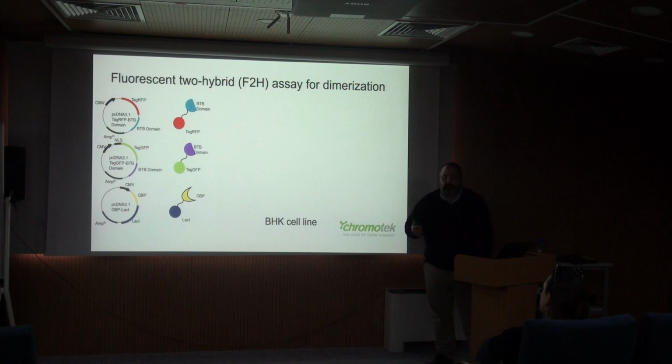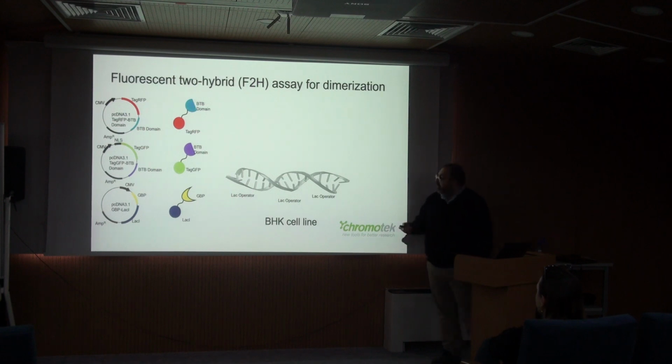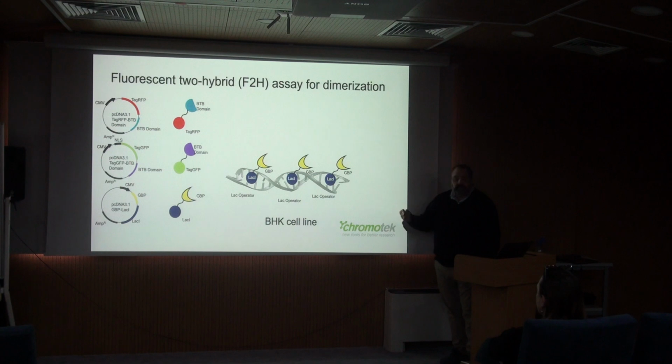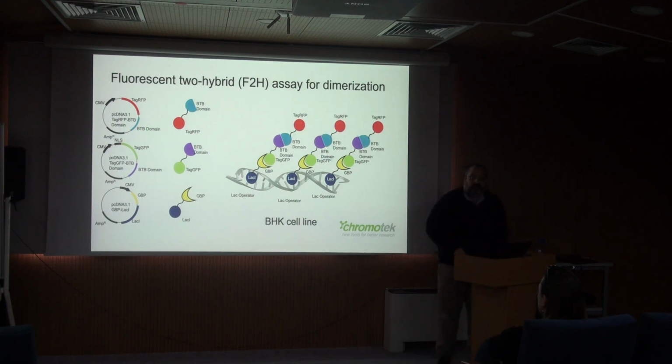And in the third plasmid, we express tag RFP fused to either the same BTB or a different BTB. Okay? So in this system, what we expect is we have these lac operators, 256 of them, and the lac operators bind to the lac repressor that brings this nanobody to this gene focus in the chromosome, and that recruits by the nanobody GFP interactions the first BTB domain, and if that BTB domain can form a homodimer or heterodimer, that would recruit RFP.